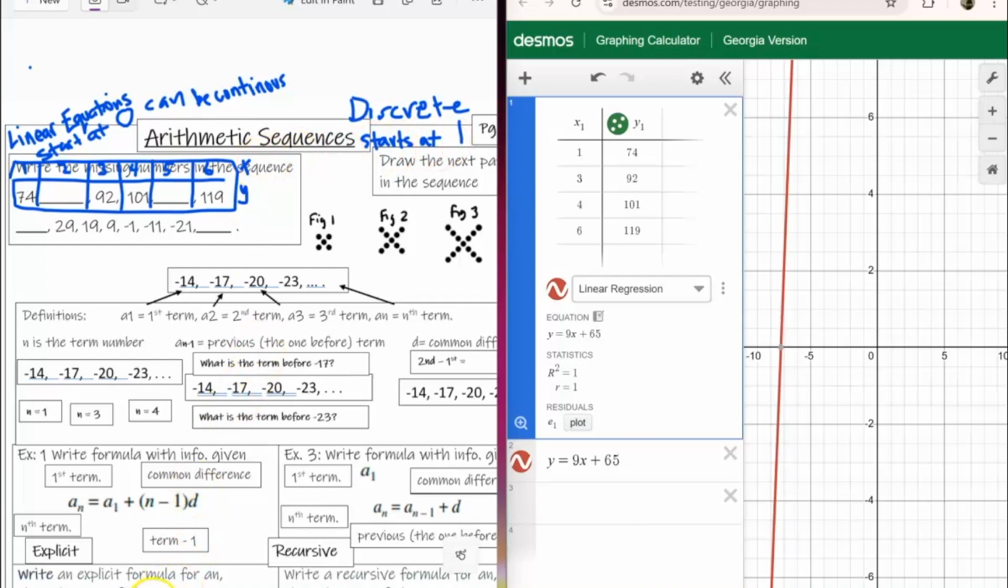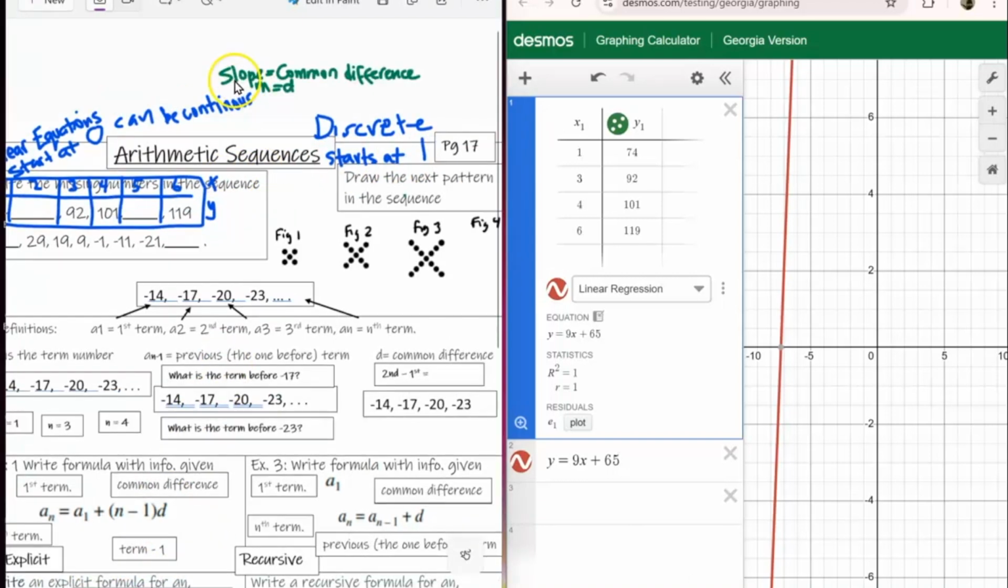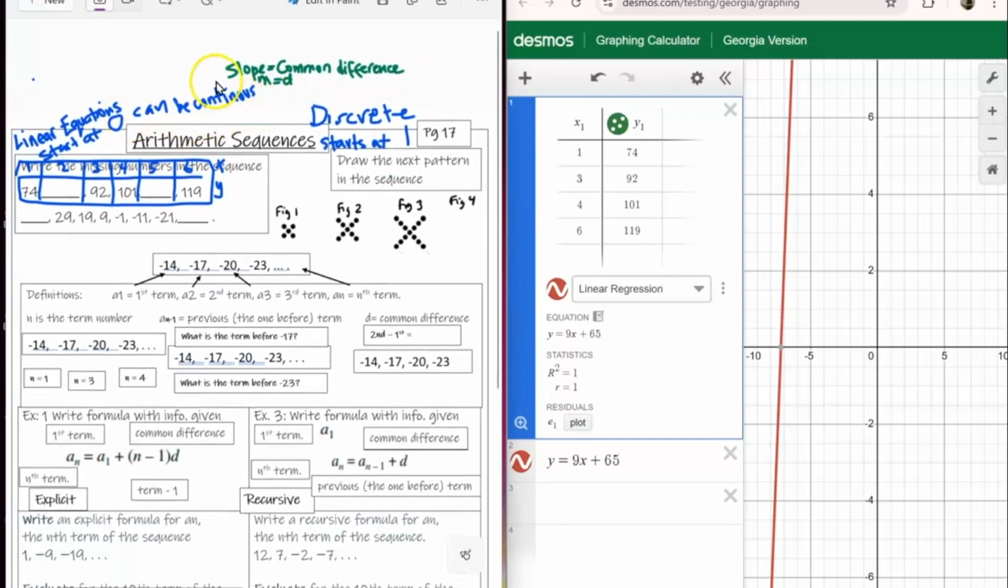Then we're going to add a new thing. Write this down: slope is common difference. So slope in linear equations is common difference in sequences. M is equal to D. I'm going to say that again, and once again, write it down, highlight it. This is the information that we really need. Linear equations start at 0. Arithmetic sequences start at 1. And slope is equal to common difference. M in linear equations is the same as D in sequences.